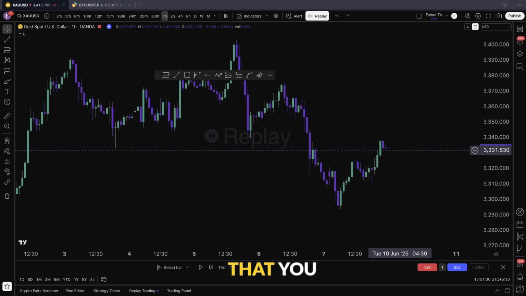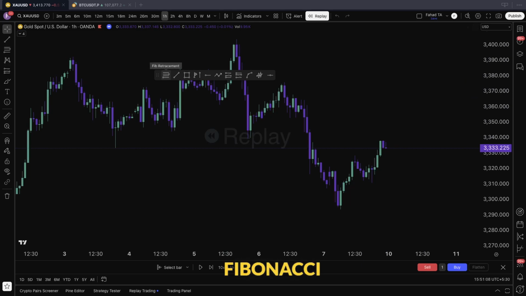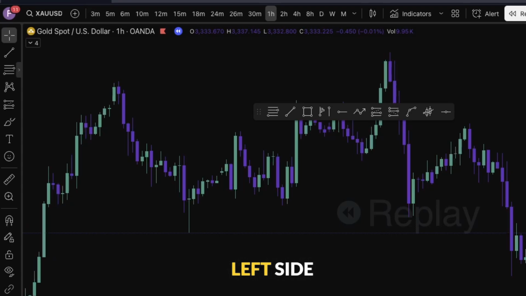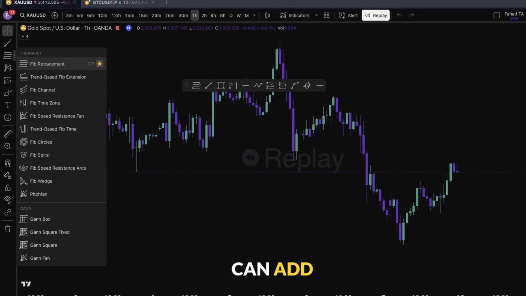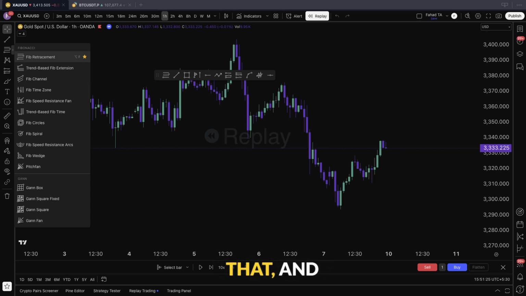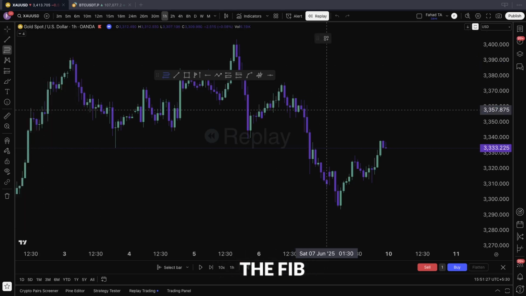Now to expect that, you always want to use your Fibonacci tool, which you can add to your favorite tools. It's available on the left side of your panel. On the very first option you see Fib retracement. Now you can add it to your favorites as well. I've personally done that, and that's it. Now if you click on it, you have selected the Fibonacci tool.